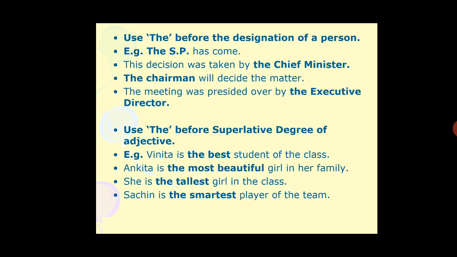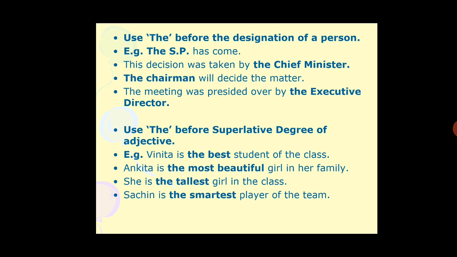Use the before the designation of a person. If you want to designate a person, you can use the, like "The SP has come." So we are particularizing the person here, the designated person is being particularized. "The SP has come." "This decision was taken by the chief minister." "The chairman will decide the matter," and so on. So got it? For the designation of a person, you need to put a definite article.